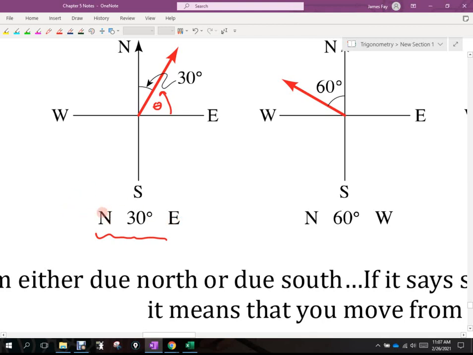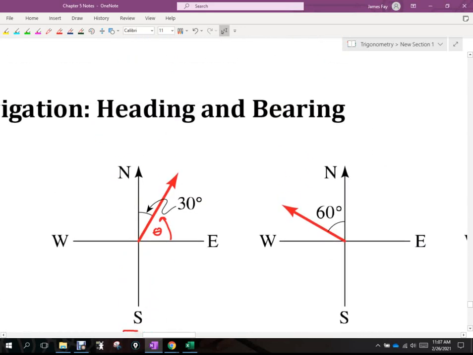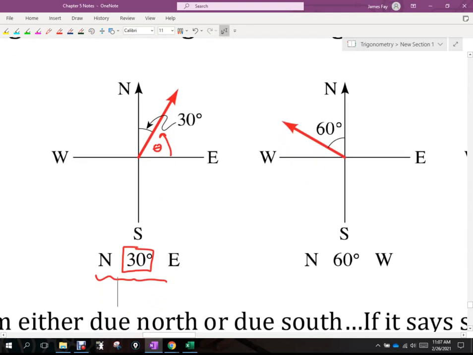And what that means is that this is your initial trajectory, but you're going to deviate that many degrees towards this direction. So this can only be N or S, and this will only be E and W. And this will be between 0 and 90 every time. So when they say north 30 degrees east, the way I always read that to myself is north, deviate 30 degrees towards the east. So that would provide this to be 30.